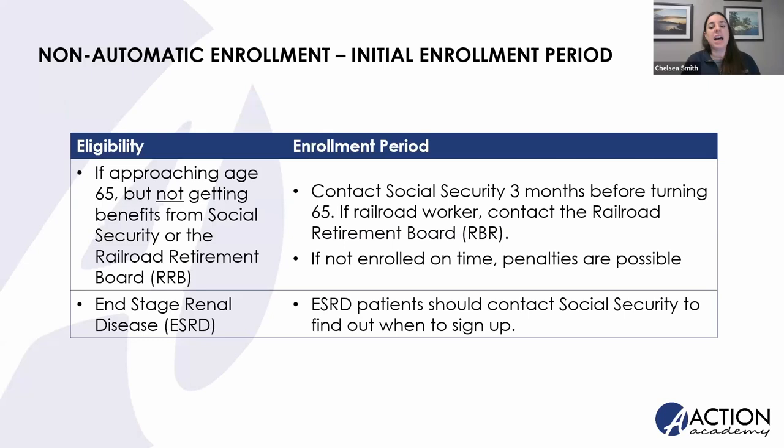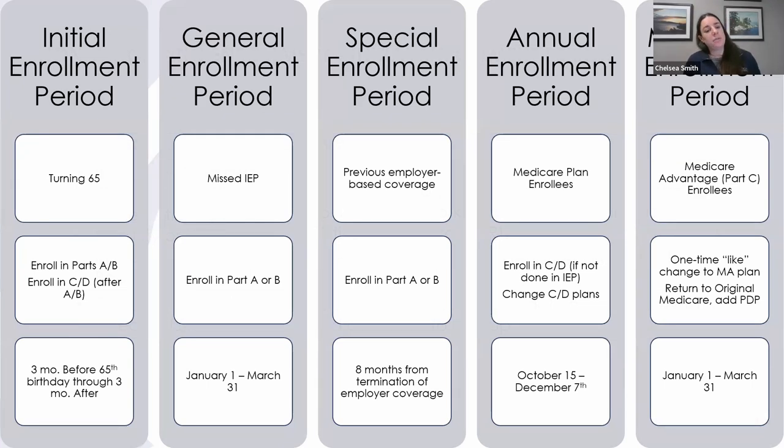So the non-automatic enrollment process is, just like I said, if the client isn't automatically enrolled in Medicare, you have to take active steps to be enrolled by contacting Social Security 3 months before you turn 65, or when you find out you have ESRD, I guess, is the other time too. There's some more details on the screen, but you can read periods that you can enroll in. There's the general enrollment period, the special enrollment period, annual enrollment period, and the MA open enrollment period.